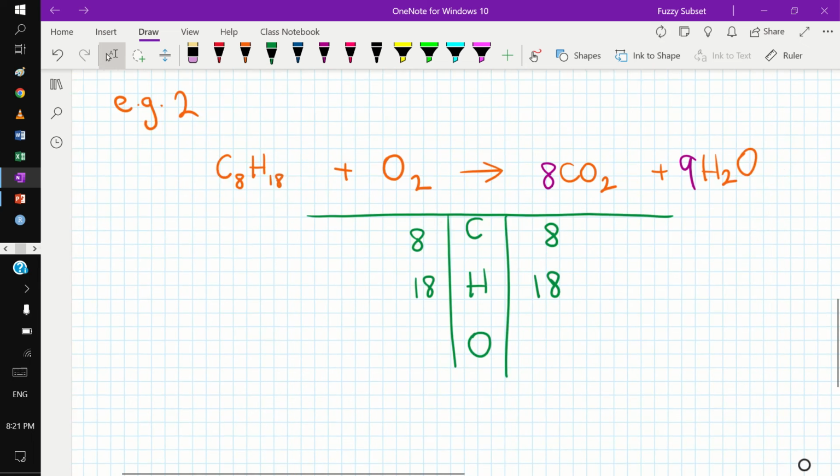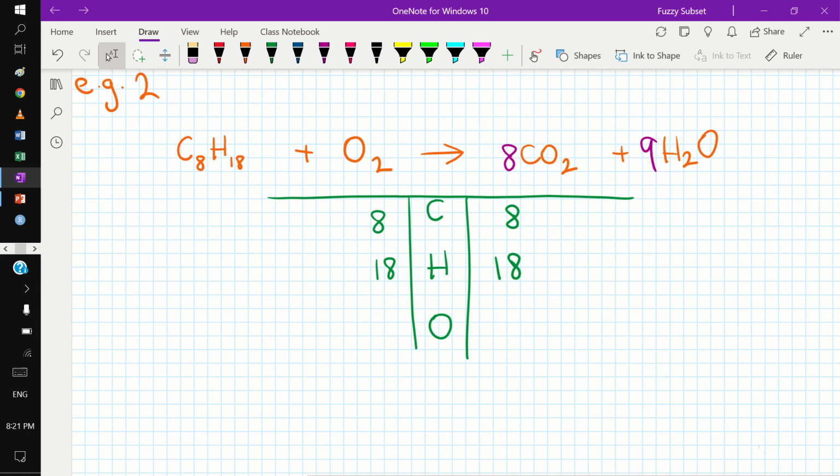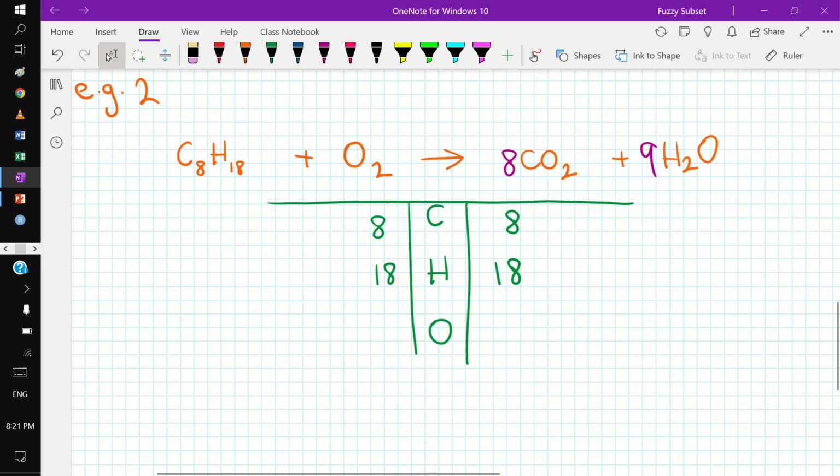All right, so let's look at the last atom here. We have 2 oxygens on the left. Now we've got to be careful here with our arithmetic: we've got 8 times 2, which is 16, plus 9 times 1, which is 9, so 16 plus 9 gives us a total of 25 oxygens on the right. So that is definitely not balanced. We've got 2 oxygens on the left, 25 on the right.